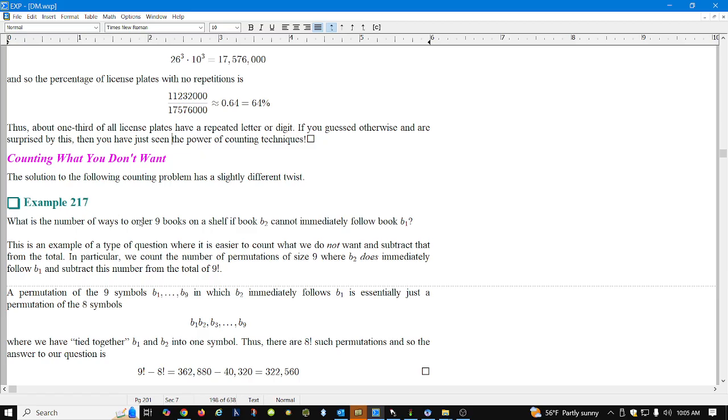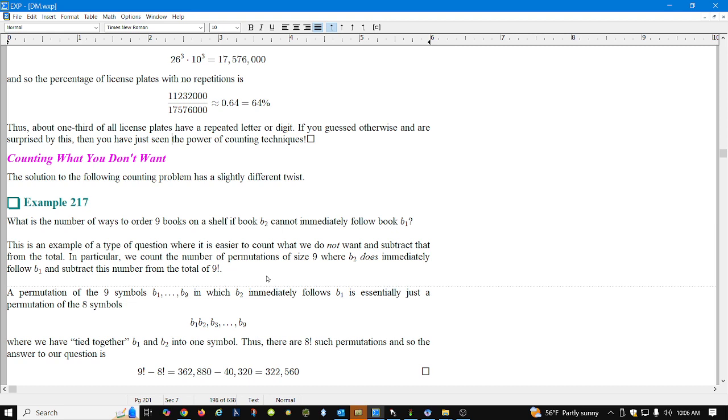Now, I kind of stumbled over explaining it. This is a little bit complicated. In a simple way, it's complicated. It's an example of the type of question where it's easier to count what you don't want and subtract that from the total.